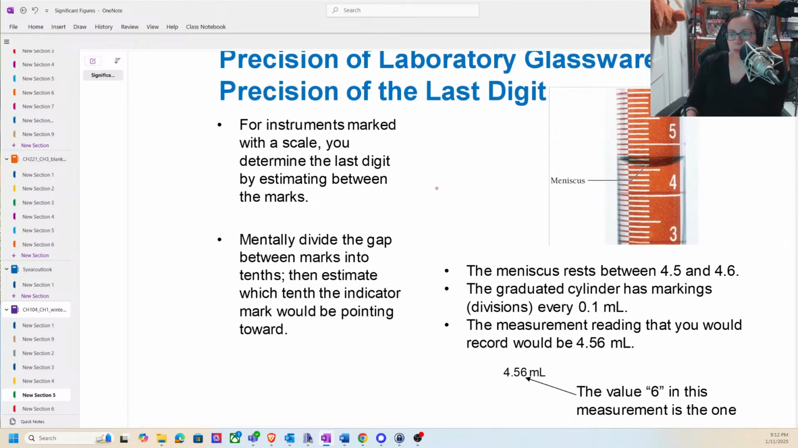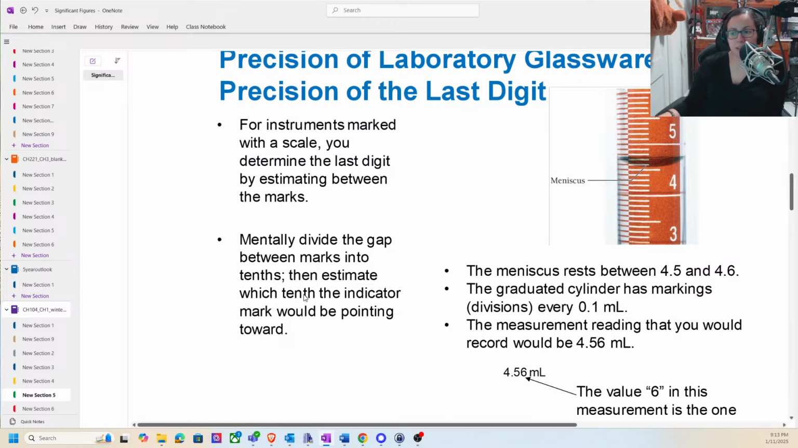And again, how to read this. You report to one more than what you have markings for on these rulers or scales, or graduated cylinders. And then again, on a scale, every digit is considered significant.